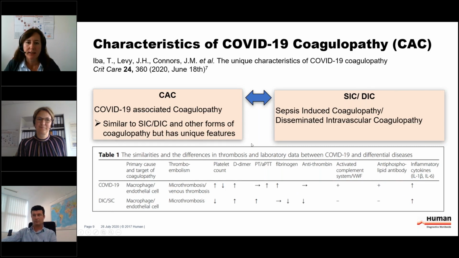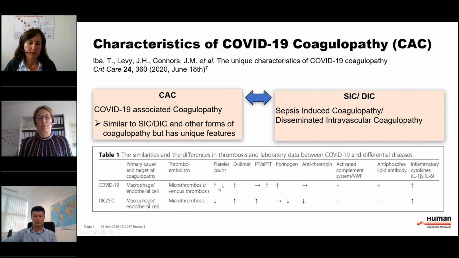So obviously there is a new version of coagulopathy that is associated with COVID-19 that differs from other versions of coagulopathy that are observed, for example, sepsis-induced coagulopathy or disseminated intravascular coagulopathy. This is also visible in the clinical picture. With COVID-19, there is much more venous thrombosis, unlike with DIC and SIC, where both coagulopathies typically have microthrombi.